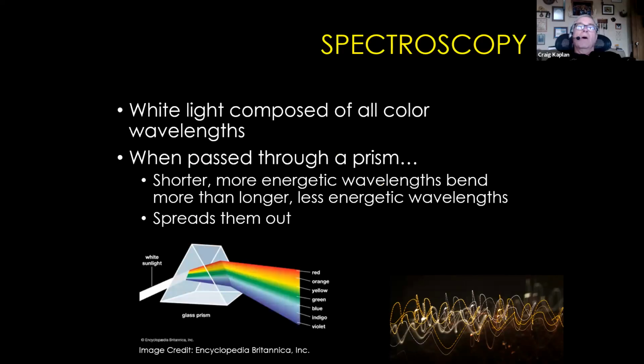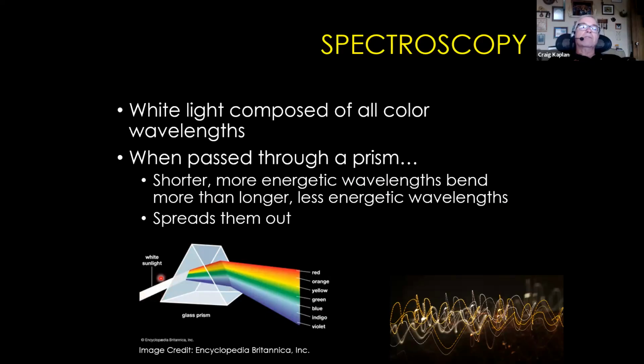So, white light is composed of all color wavelengths, from the near ultraviolet to the near infrared. And when passed through a prism, we create a spectrum. So shorter, more energetic wavelengths are bent more by glass in this case, or some sort of crystal. And less energetic waves are bent less, which spreads them out.